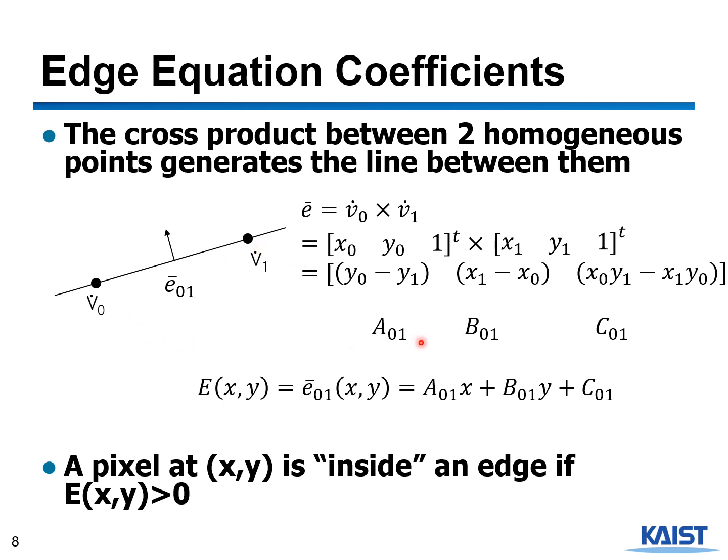Then we just compute the cross product between these two vertices, and we get this one, and then we assign this a10, b10, and c10. Then the edge equation is nothing but something like this. And then for the pixel at that particular location x and y, if we plug that value into this edge equation and it gives a positive, then we treat that as inside.